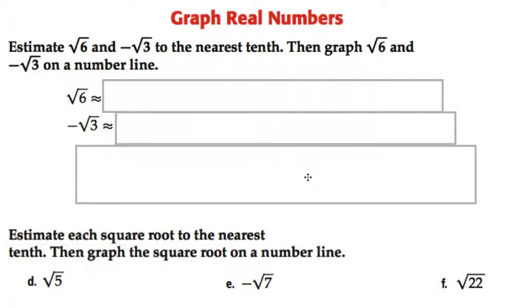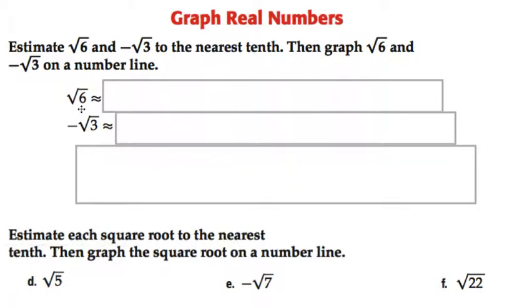All right, we can also graph real numbers. Our problem on this slide says estimate the square root of 6 and negative square root of 3 to the nearest tenth. Okay, so we want to approximate those to the nearest tenth. So that's one decimal place. And then we want to graph them on a number line.